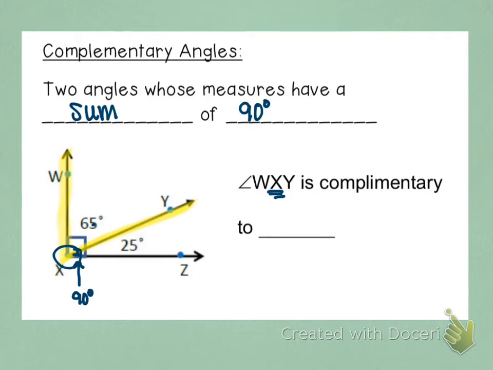It is complementary. That's two angles whose sum is 90 degrees. So that would be complementary to our next angle, which should be YXZ. And that's that 25-degree angle. So WXY is complementary to angle YXZ.